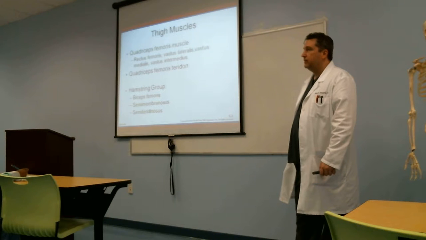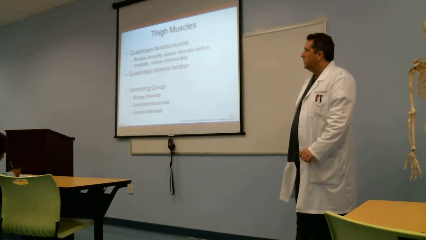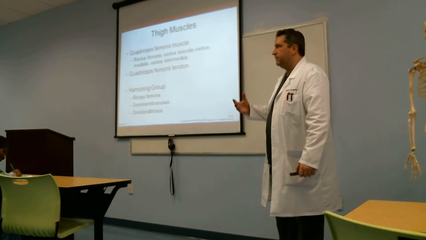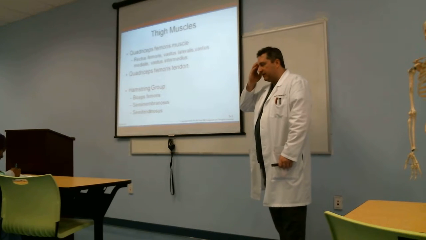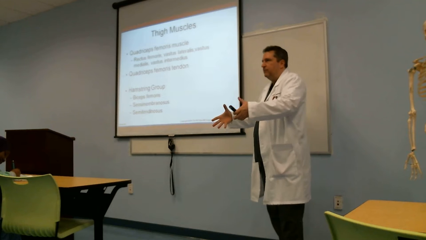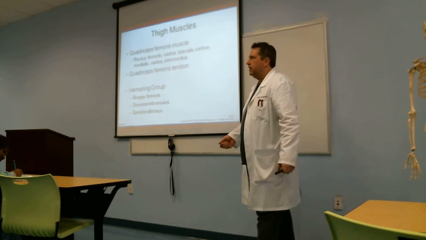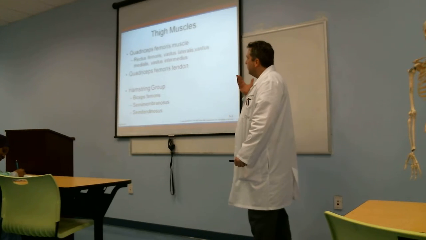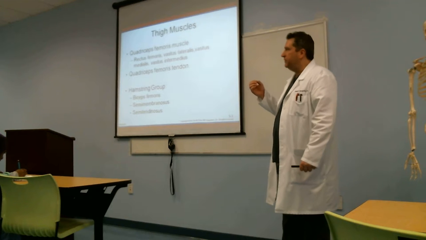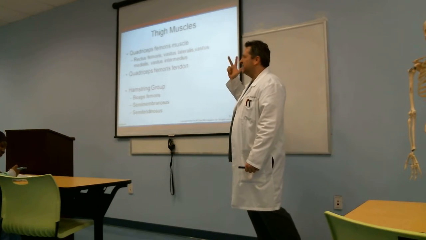Okay, if you look at the thigh muscles, from here to here, there are actually four main muscles that make up this group. That's why we just clump them together into the quadriceps femoris. It is made up of the rectus femoris and the three vastus muscles.